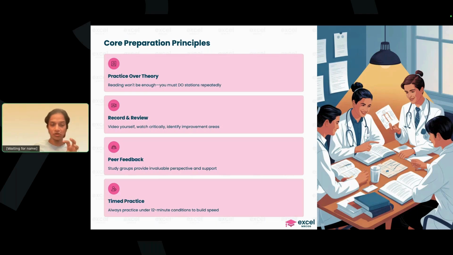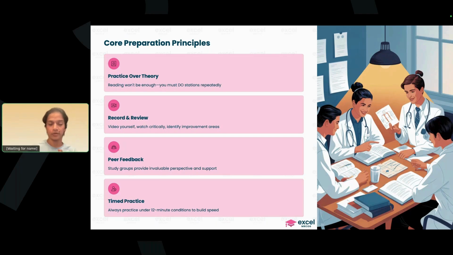And please make sure that your tone changes in the station. For example, there are certain points which are more important than other points. Those certain points you have to emphasize, and say that this is the thing. All right. And record yourself. This is another important thing that you do.